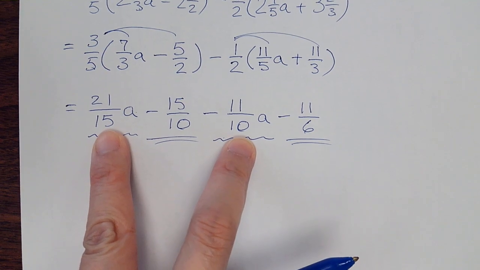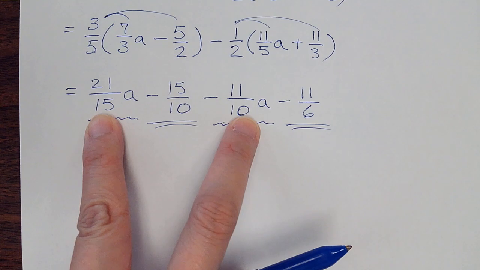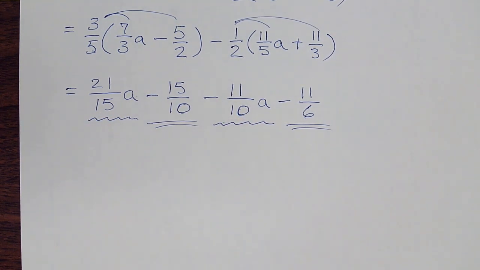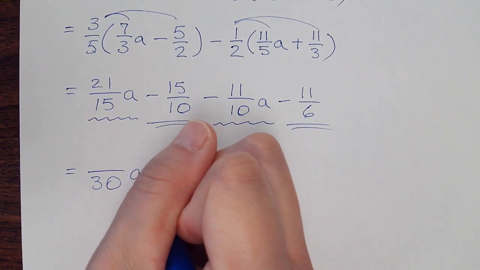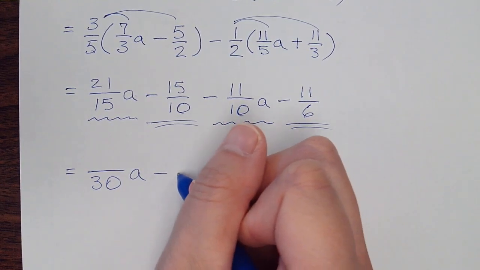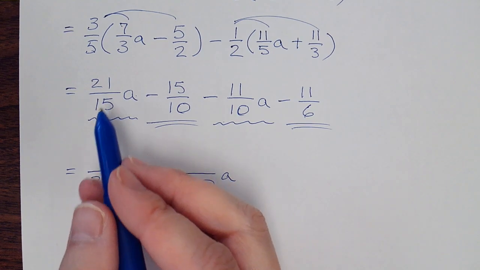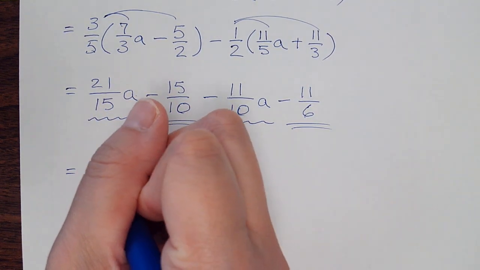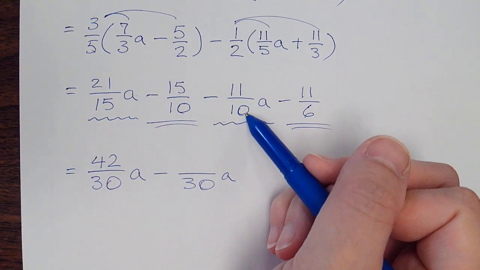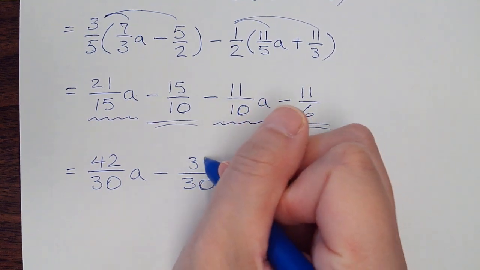So I'm adding and subtracting. So I need lowest common denominator. What's my lowest common denominator between 15 and 10? 30. Good. So something over 30, take away something over 30. Okay. So 15 times 2 gives me 30. So 21 times 2, I get 42. 10 times 3 gives me 30. So 11 times 3, I get 33.